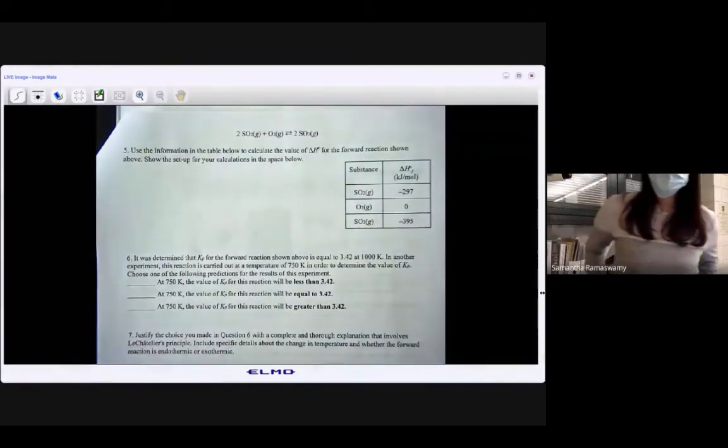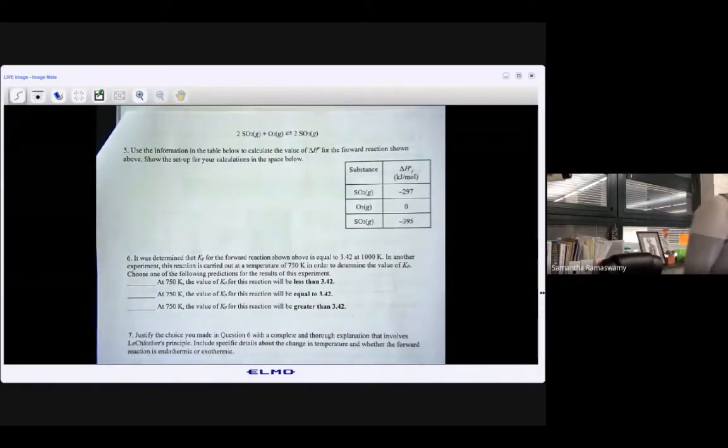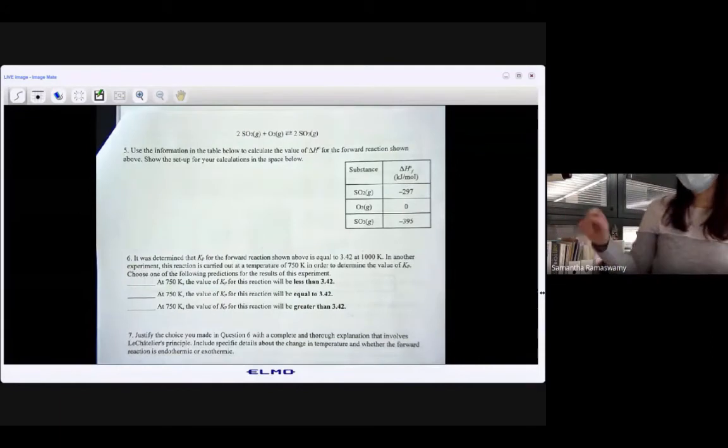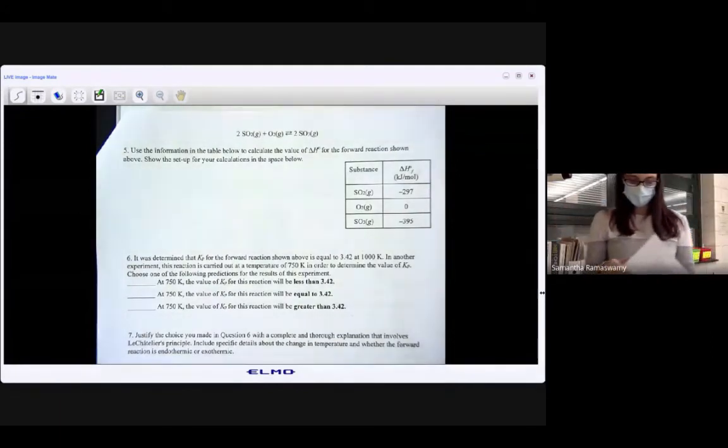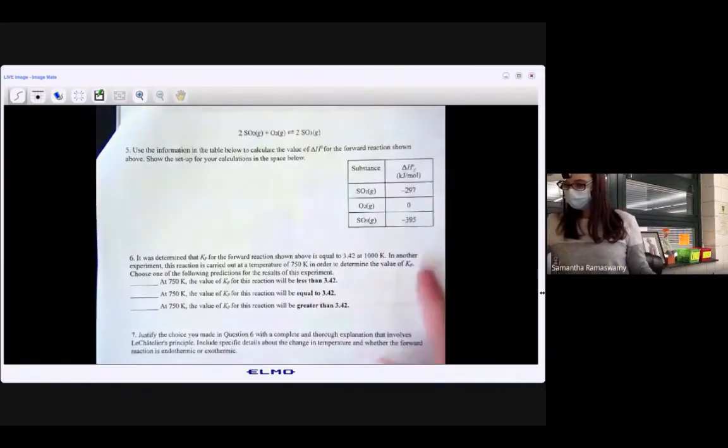So number 5, use the information in the table below to calculate the value of delta H for the forward reaction shown above. Show the setup for your calculations in the space below. I'm going to use just the white equation sheet because when I use the pink equation sheet, the lighting gets weird. So, look here. I see delta HF.